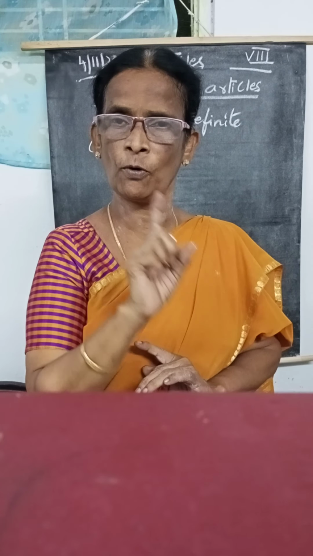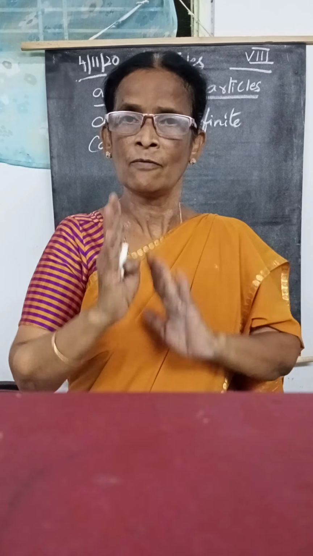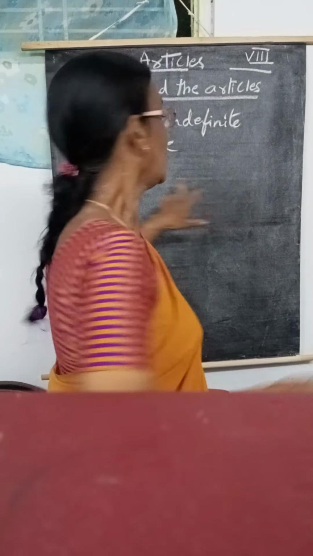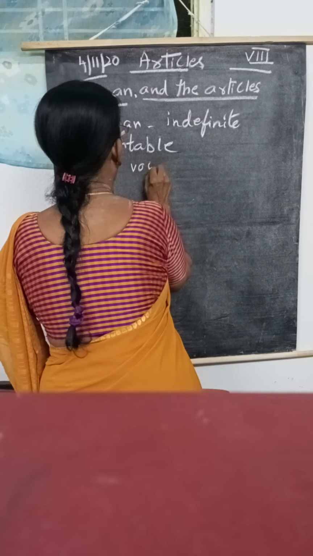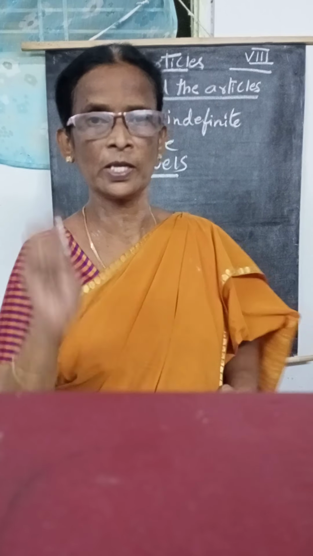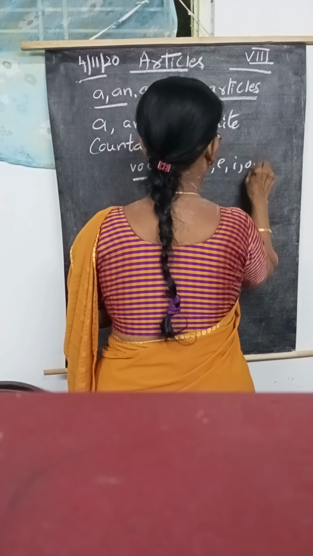First one, before countable. Knowledge. Are you going to count the knowledge? No. So we should not use a and an for the uncountable. So which are the countable? But here for a and an, the vowels are A, E, I, O, U. These 5 are known as the vowels. A, E, I, O, U.